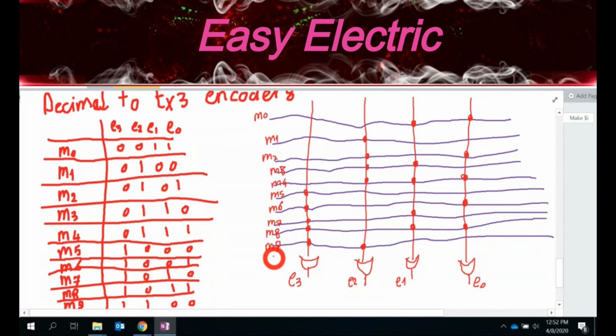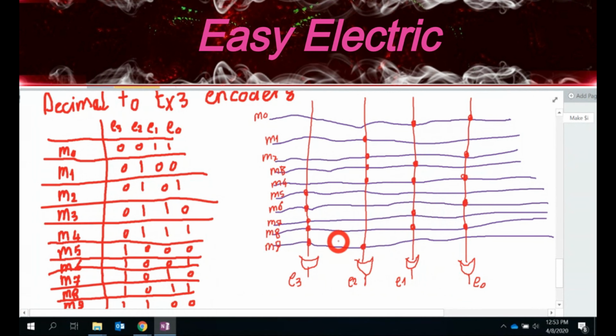So just check your circuit. For example, whenever M9 is 1 and all the others are 0, based on this table, it should give me 1, 1, 0, 0. So 9 is 1, all the others are 0. Whenever this is 9, it's connected to here. So this should be 1, and the others are 0, right? So that means this is 0, 0, which is right. So that's the reason you take a look at the column. Wherever they are 1, just put the connection.